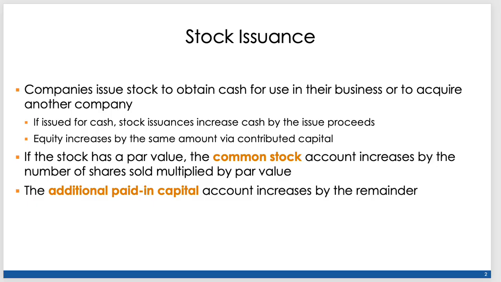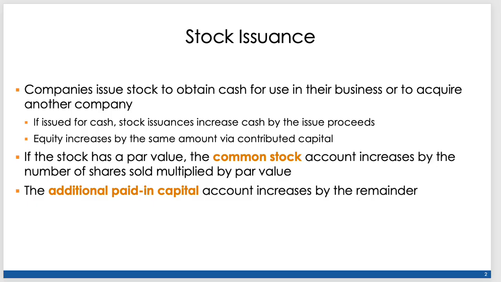Now, as we've mentioned, the issuance of stock is fairly straightforward, conceptually at least, right? Companies issue stock to obtain capital, cash for use in the business, or in some cases, this is the currency that may be used to acquire another company in mergers and acquisitions. And so you can see here, if issued for cash, stock issuances increase cash by the issue proceeds, and equity increases by the same amount via contributed capital.